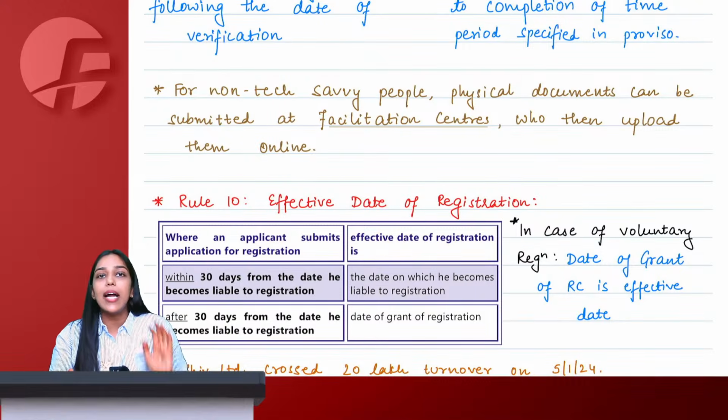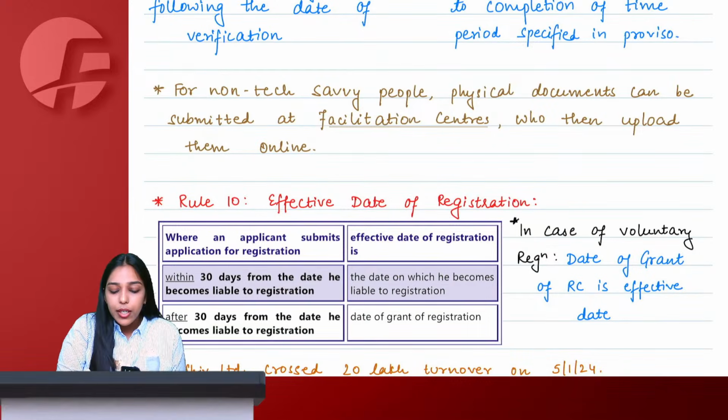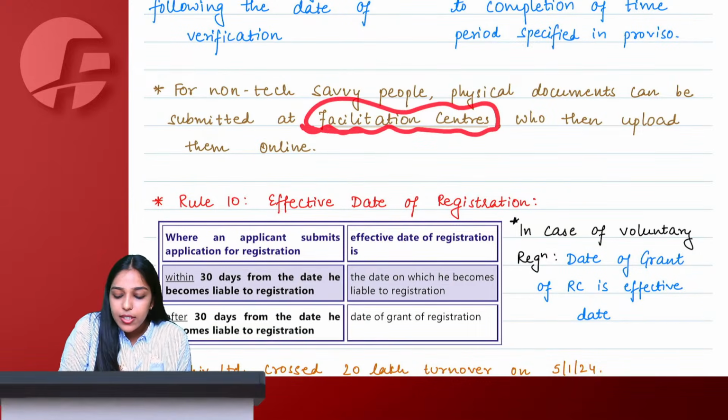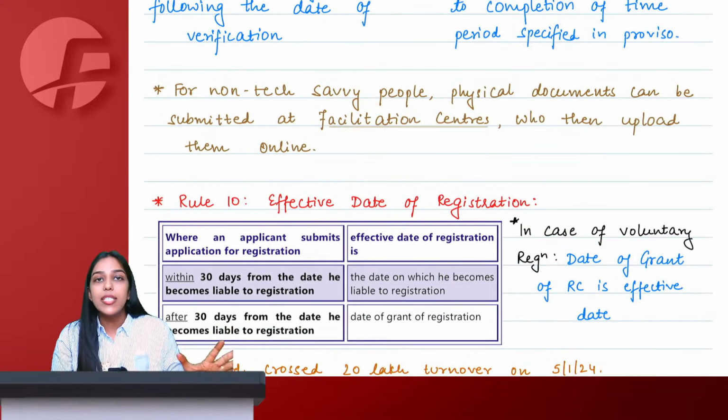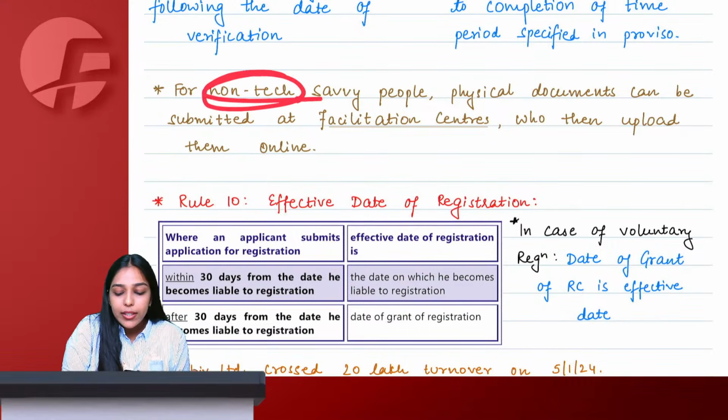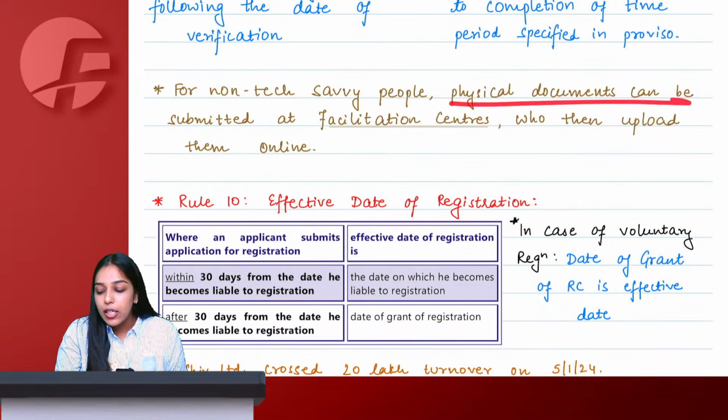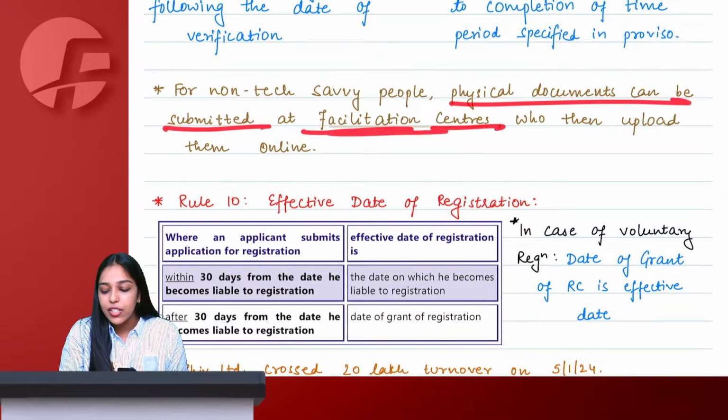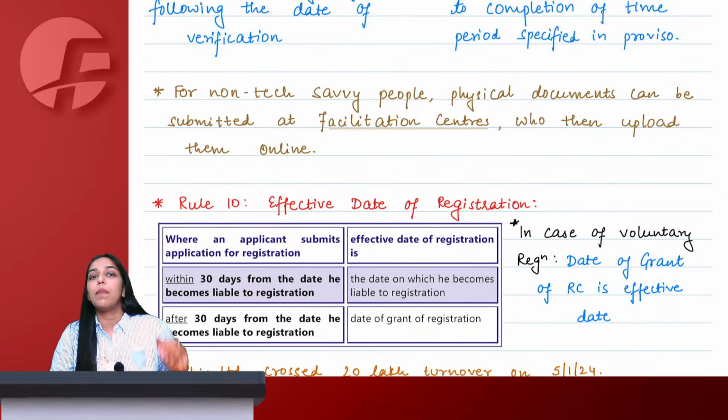Or if you are also that kind of person, you do not know how to scan, how to upload documents, then you can go to physical facilitation centers. The government has set up GST facilitation centers. You can go there, give them the documents. They will scan and do everything for you. So for non-tech savvy people like me, physical documents can be submitted at facilitation centers who can then upload them online.